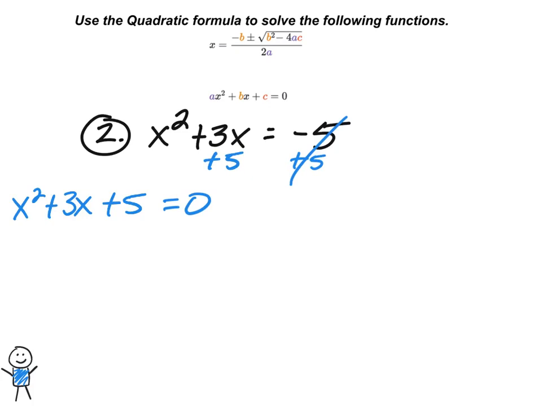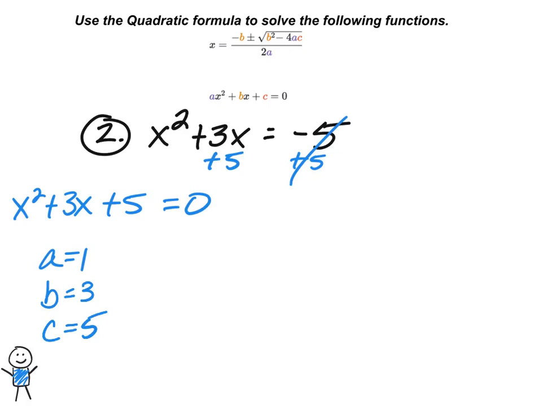Let's identify our a, b, and c. In this case, our coefficient of the x squared term, our a, is a 1. Remember, in front of the x squared term is your a. In this case, there's an understood 1. The b is in front of the x term, which is a 3. And the c is the constant, which is a positive 5, not a negative 5.